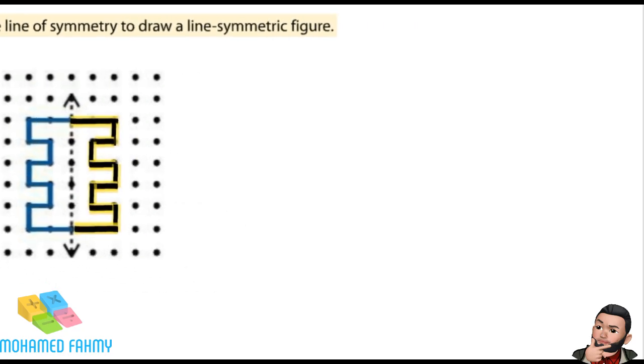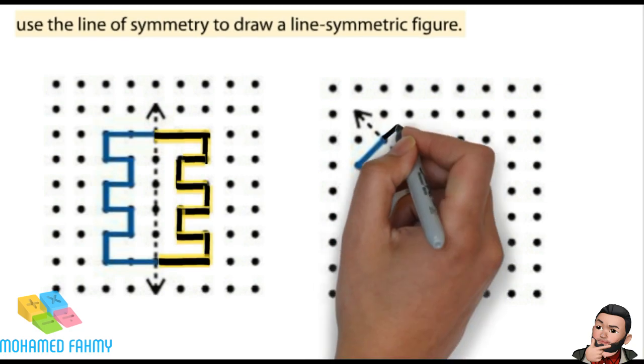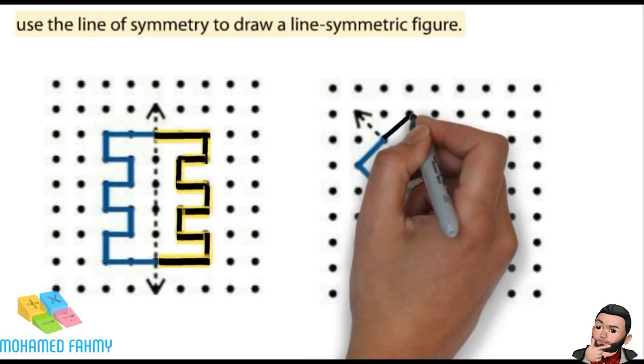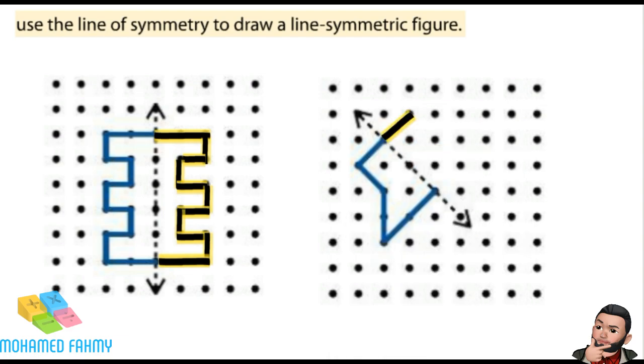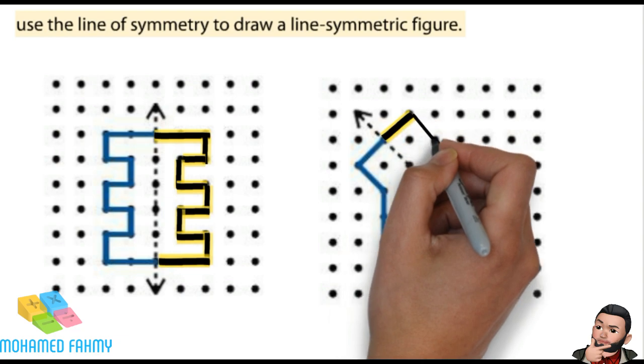The next example, as you see, it's slanted. So we move slantly. We start from here. We have only 1 unit. So we draw 1 unit. Then, in the same direction, 1 unit. Like that. And here.